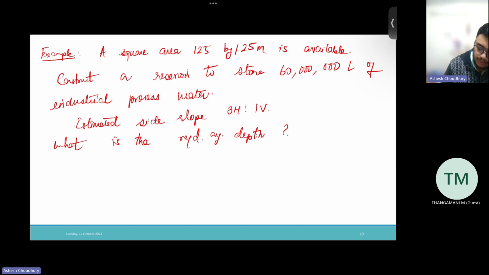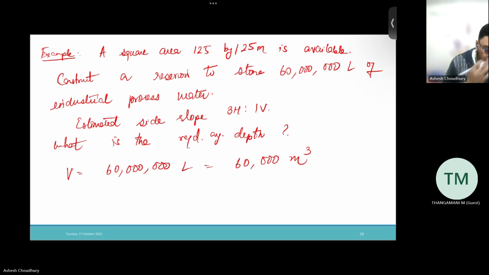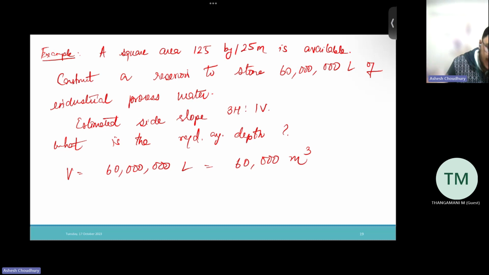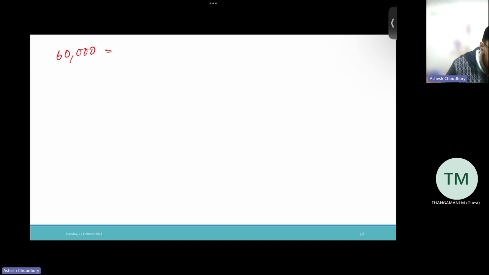So what is the volume? Volume is a liter, which is nothing but 60,000 meter cube. Now if you use the previous equation, then what is the equation? HLW. L and W at ground level, the ground level length, so that is 125 by 125.